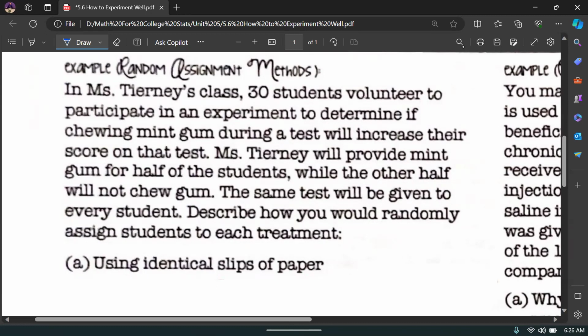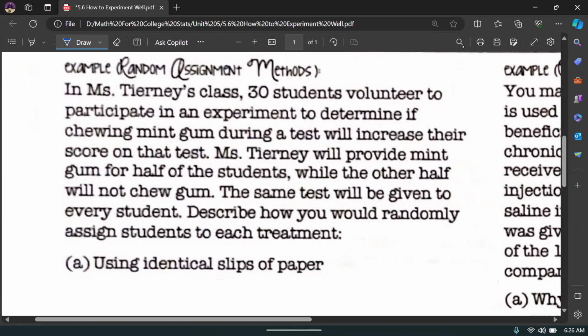I kind of mentioned this before. But what you could do is put 30 slips of paper in a hat and have half of them say gum, and half of them say no gum. And then they can just choose randomly. Those that say gum will chew the gum, and those that say no gum will not. So that's just using the slips of paper method.